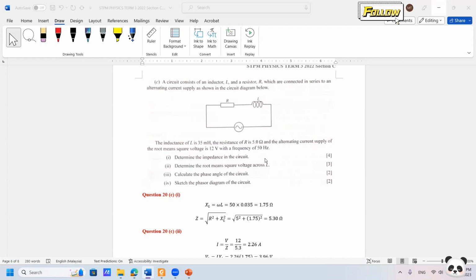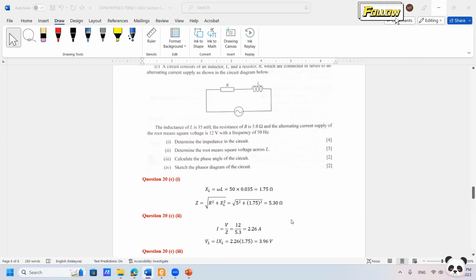So pretty straightforward. First, the impedance in the circuit. We need to obtain the reactance of the inductor, which is omega L. So we have the frequency 50, multiply by the inductance 35 millihenry, and we have 1.75 ohm for the reactance. Then we apply the formula of the impedance, which is given as square root of R squared plus X squared. Just put in the values and we obtain the impedance is 5.3 ohm.